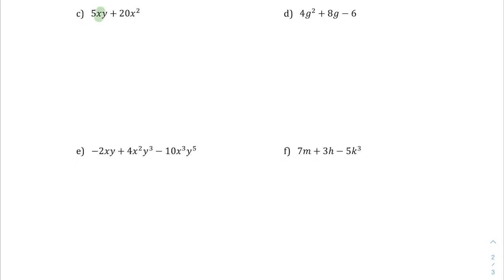Okay, example C. Same strategy here. We looked at x is in common between the two of them. We take the lowest power to factor out, so that's just x. y was not in common, so we don't factor out the y. And then we compare the numbers, the coefficients, 5 and 20. Well, 5 is a prime number, so we cannot reduce it further. 20, we can write it as 10 times 2, or 5 times 4. So what is the greatest common factor? The number 5 itself. So we can factor out 5x.